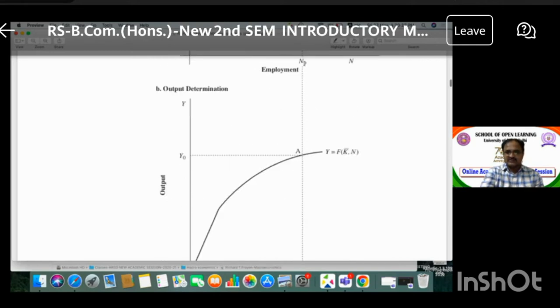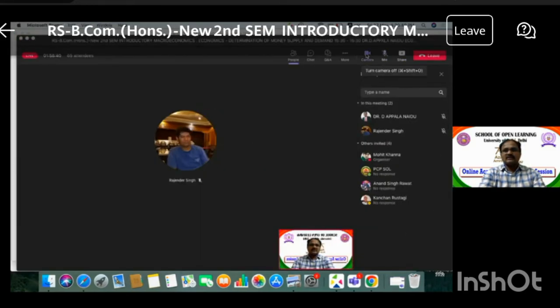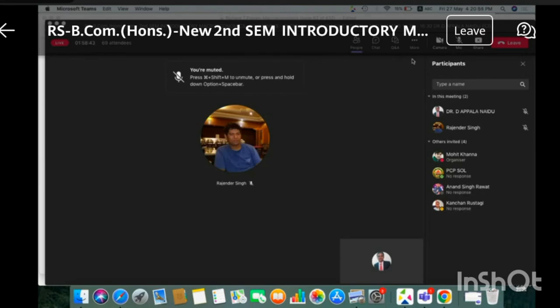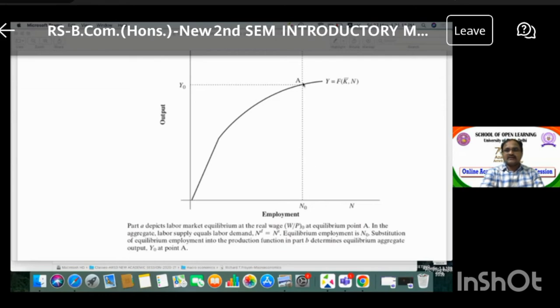So at this labor N0, the employment, what is the output? At the level of N0 of labor input, the output is Y0. So what is the classical theory equilibrium point? Where labor demand and labor supply are equal at a particular point. At the level of employment or labor input, the output is Y0. So this is the classical theory of labor input and output.